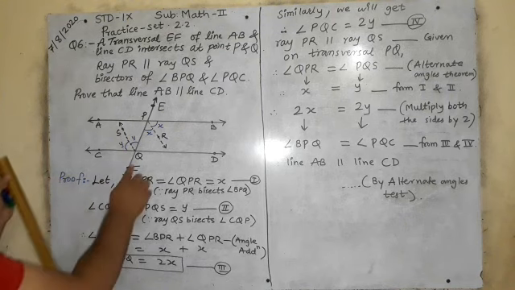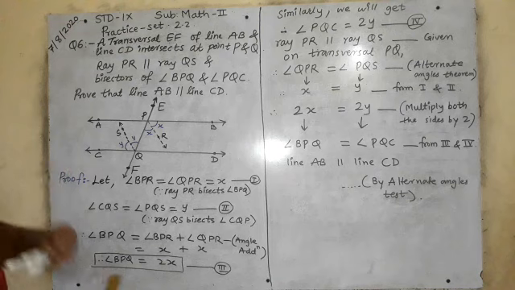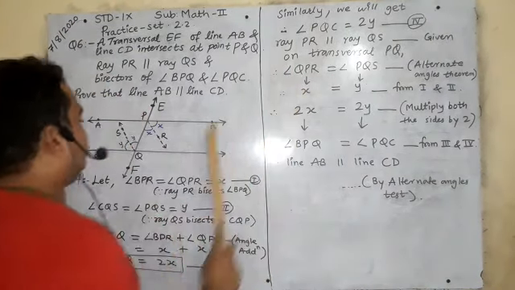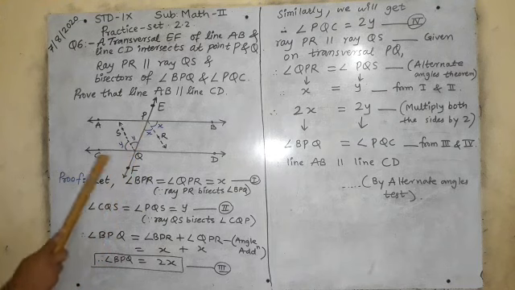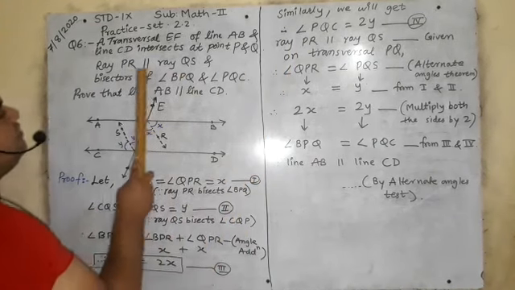Is it clear? Because QS is an angle bisector, I will write it is 2y. See here. Similarly we will get angle PQC, this angle is equal to 2y. Okay. Now see, ray PR, it is given in your question.